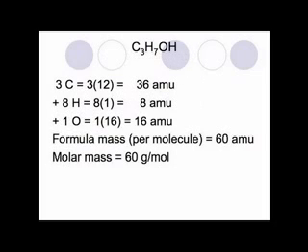For C3H7OH, we have 3 carbons, so we'll do the formula mass first. We'll take 3 times 12 atomic mass units, which gives us 36 atomic mass units of carbon. There are 8 hydrogens. You'll notice that this is C3H7, and then there's also a lone hydrogen on the end, so 8 hydrogens total. 8 times 1 atomic mass unit gives us 8 atomic mass units of hydrogen, and then 1 oxygen is 1 times 16 atomic mass units, which gives us 16 atomic mass units of oxygen in this compound. We add those together, and it gives us a total of 60 atomic mass units. So the formula mass per molecule is 60 atomic mass units.